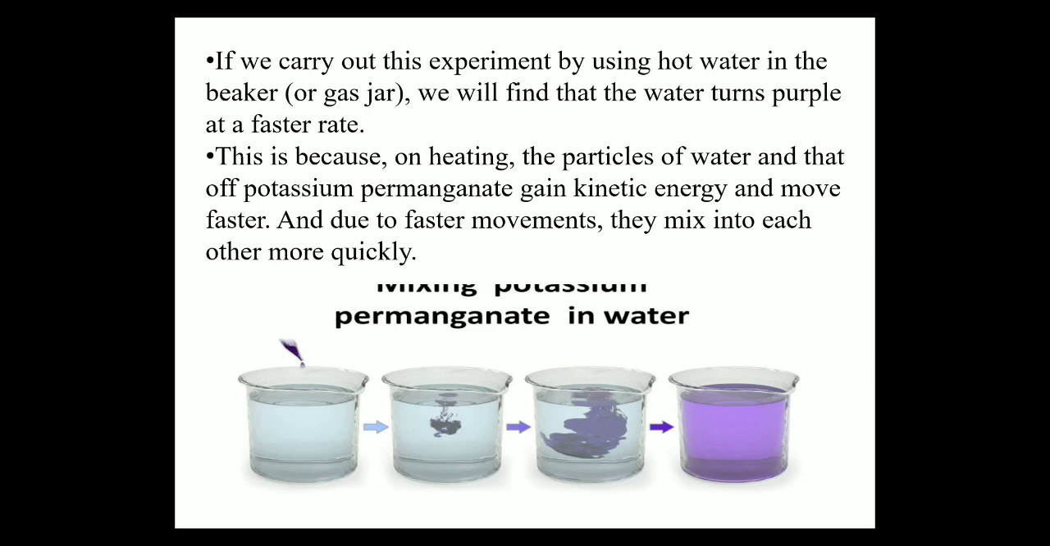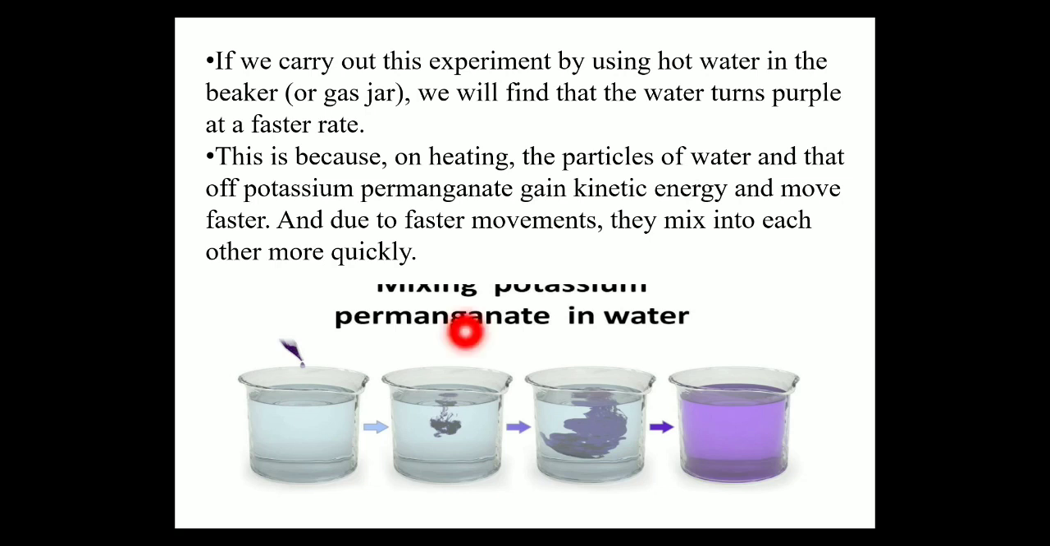So if you carry out this experiment in hot water, means temperature is more, in higher temperature you are carrying out this activity in hot water. What you will see? We will see that the water turns blue or the water is turning purple at a very fast rate. When you heat the temperature, particles will move faster. We have understood. That is why when you are using hot water, we will see that the water is turning purple or blue in color very fast.